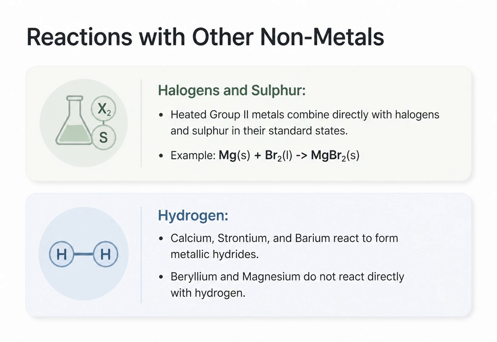If you expose heated magnesium to liquid bromine, for instance, they combine directly to form solid magnesium bromide. They react similarly with sulfur to form sulfides. When it comes to hydrogen, the heavier metals, calcium, strontium, and barium, will react to form metallic hydrides, whereas the lighter elements in the group require indirect methods.